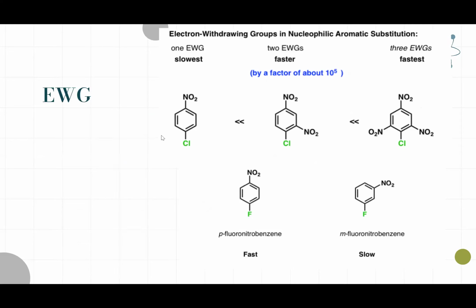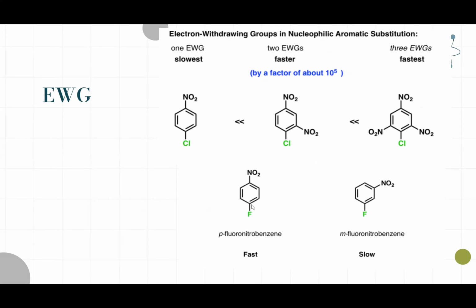The more electron withdrawing groups you have, the better, right? One electron withdrawing group is the slowest, 2, 3, with 3 being the fastest. Even if it's not in the para or ortho position, having more electron withdrawing groups is still better because it stabilizes the negative charge better, right?